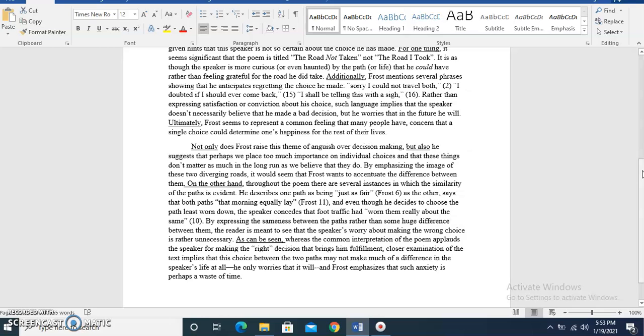As can be seen, and again, this is like a common transition that you see when people are concluding or summing up, right? As can be seen, whereas the common interpretation of the poem applauds the speaker for making the right decision that brings him fulfillment, closer examination of the text implies that this choice between the two paths may not make much of a difference in the speaker's life at all. He only worries that it will, and Frost emphasizes that such anxiety is perhaps a waste of time.